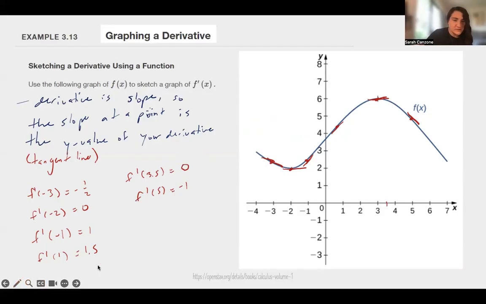So now let's choose a different color. Let's go purple. I don't think I've used that one. Now I'm going to plot these points. At -3, we're at like -1/2, so (-3, -1/2) right here. Then (-2, 0), (-1, 1), (1, 1.5), and then (3.5, 0), and then (5, -1). And we see that this is probably just going to get more and more negative. We assume that this is going to be a continuous function, so we're going to draw arrows at the end of it. I'm going to go ahead and connect my dots.